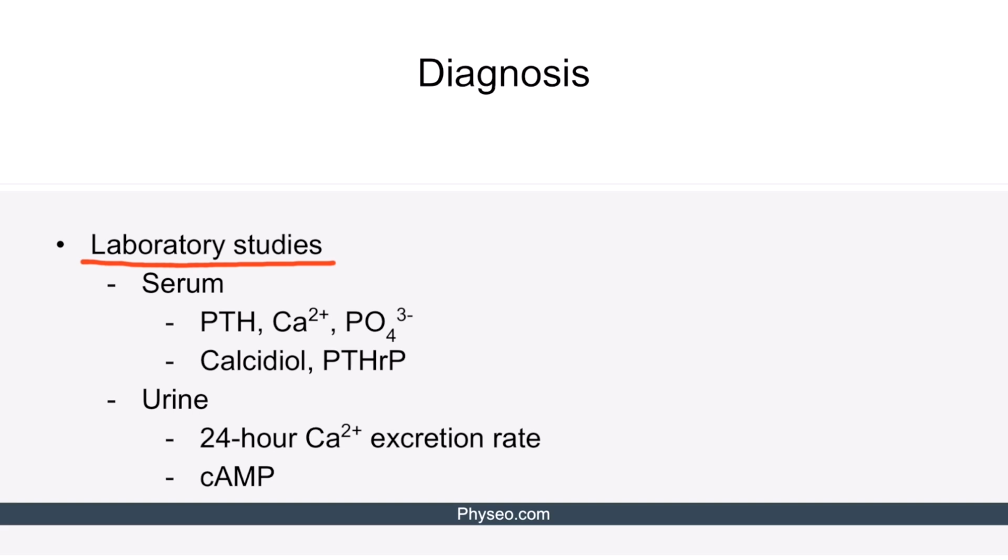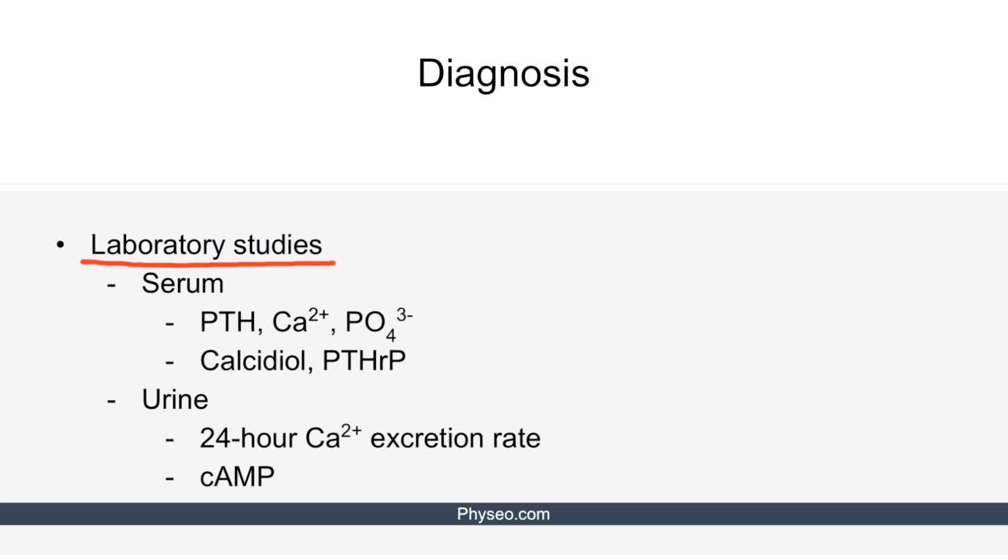Calcidiol can be checked to screen for hypervitaminosis. PTH-RP can be ordered if there is high suspicion of hypercalcemia of malignancy. In the urine, one should measure the calcium excretion rate in 24 hours to differentiate primary hyperparathyroidism and familial hypocalciuric hypercalcemia. cAMP can also be used to help distinguish the cause of hypercalcemia.